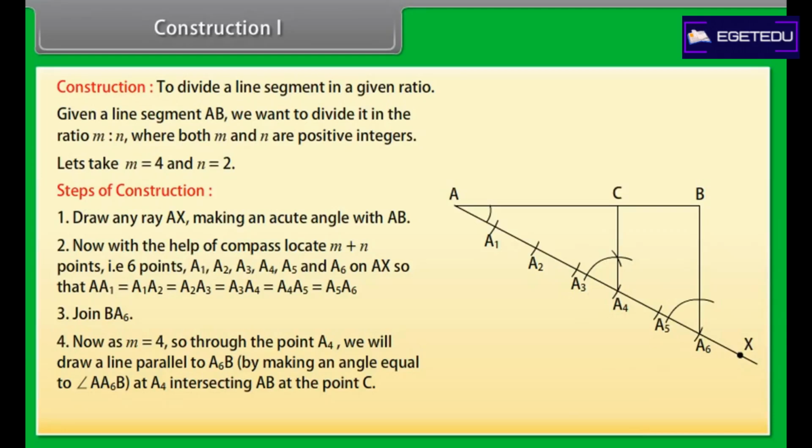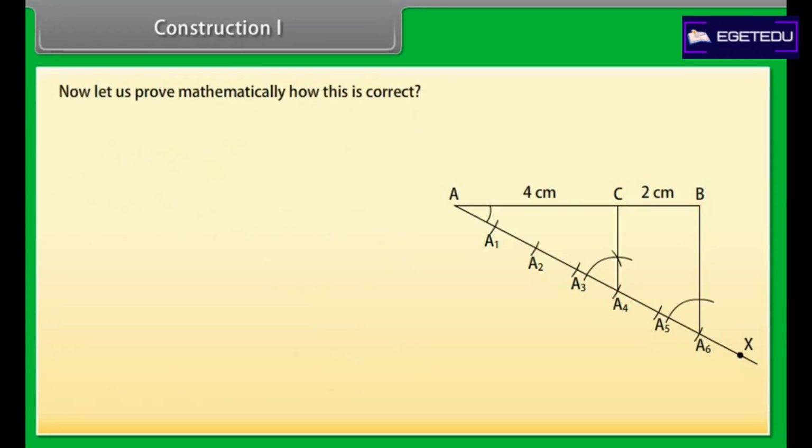Join BA6. Now m is equal to 4, so through the point A4 we will draw a line parallel to A6B by making an angle equal to angle AA6B at A4, intersecting AB at the point C. Then AC is to CB is equal to 4:2.